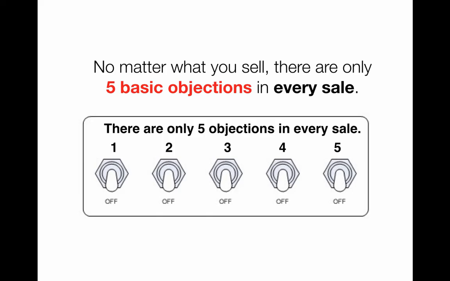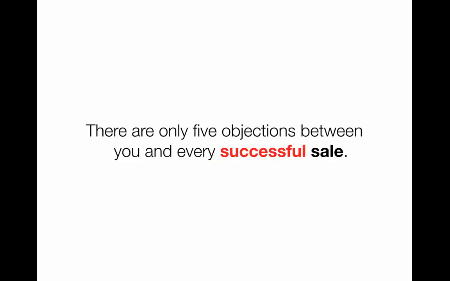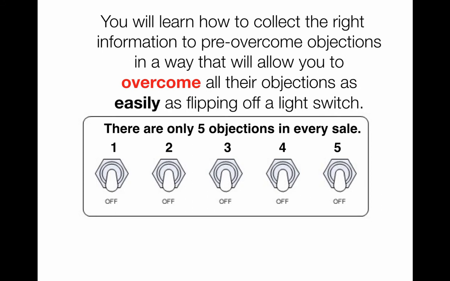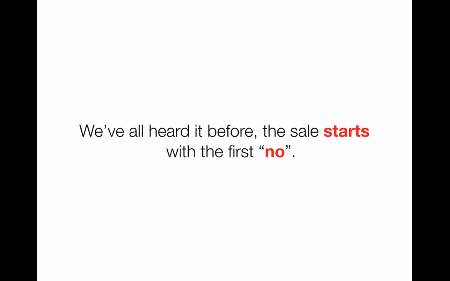And no matter what you sell, there's only 5 basic objections in every sale. There are only 5 objections between you and every successful sale, and you'll learn how to collect the right information to pre-overcome those objections in a way that will allow you to overcome all their objections as easily as flipping off a light switch.